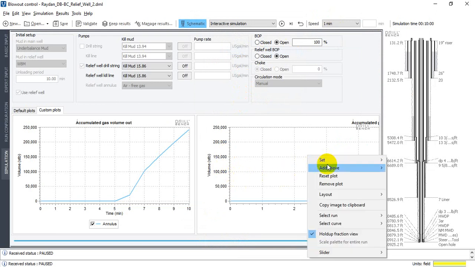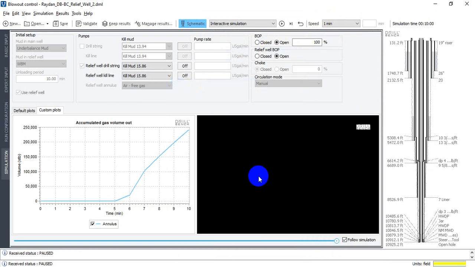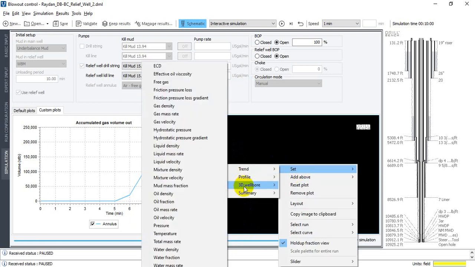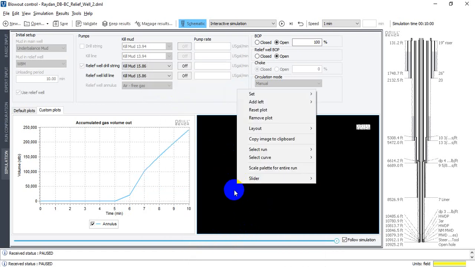Oh no, set 3D free gas, it is not working. Maybe set 3D fraction pressure losses gradient. Why is 3D not working?